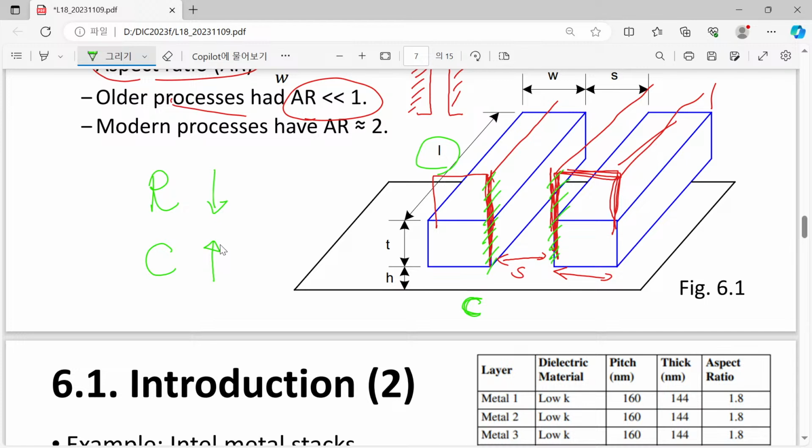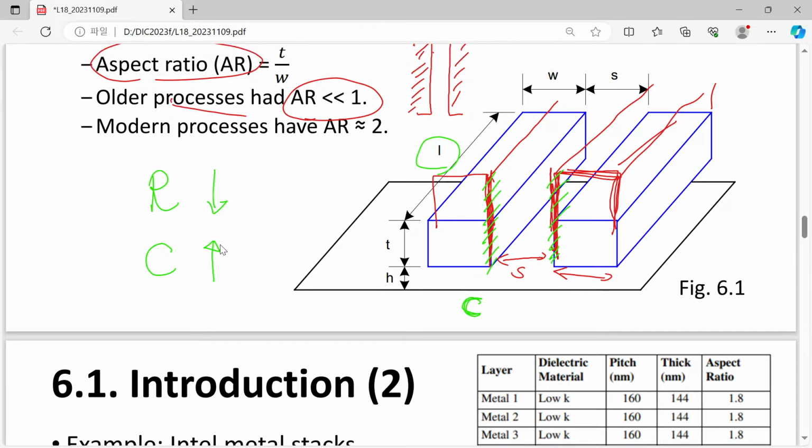Of course, what is important is the RC product, because you want to send a signal, and if you have resistance and capacitance, then that will make a certain RC delay. So you want to reduce the total product between R and C. Okay.